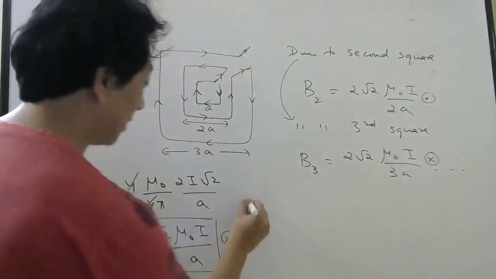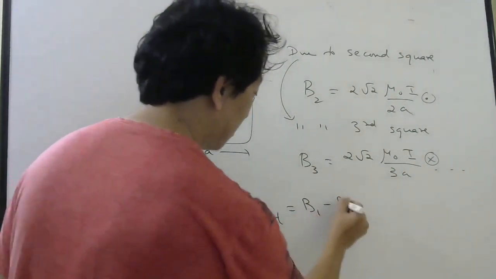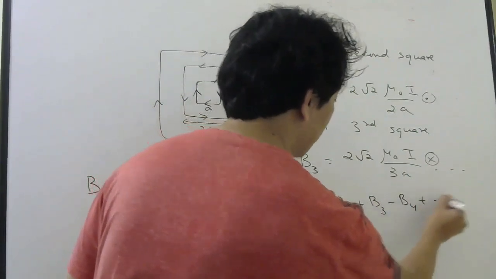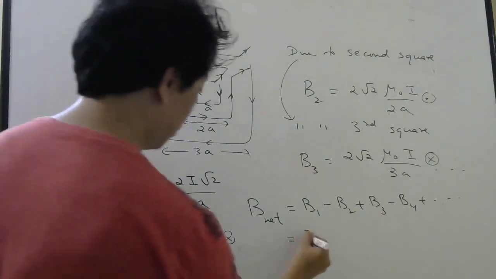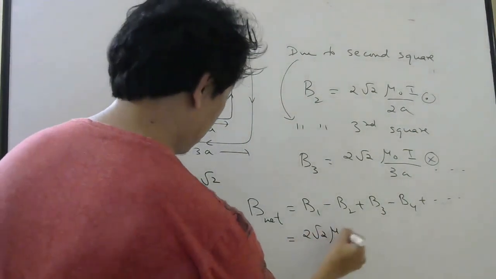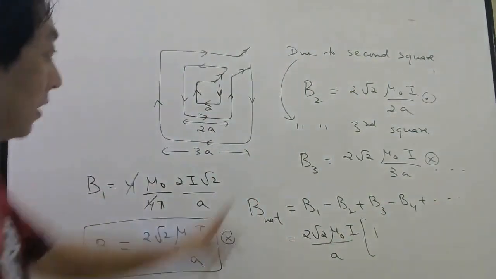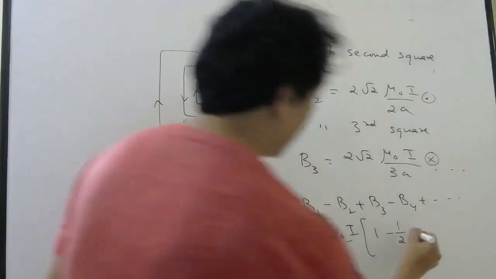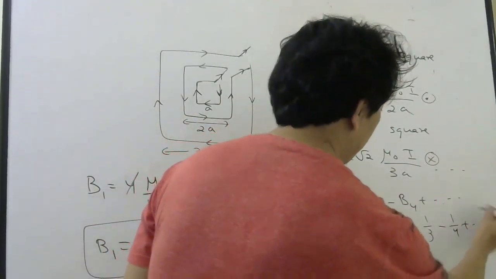So the total magnetic field will be B1 minus B2 plus B3, then next is minus B4 plus dot dot. So you take the common factor outside, 2 root 2 mu naught I by A. One will be left here. Then next one, what will be left? Minus 1 by 2. Here, what will be left? Plus 1 by 3. Next, what will be left? Minus 1 by 4 plus dot dot.